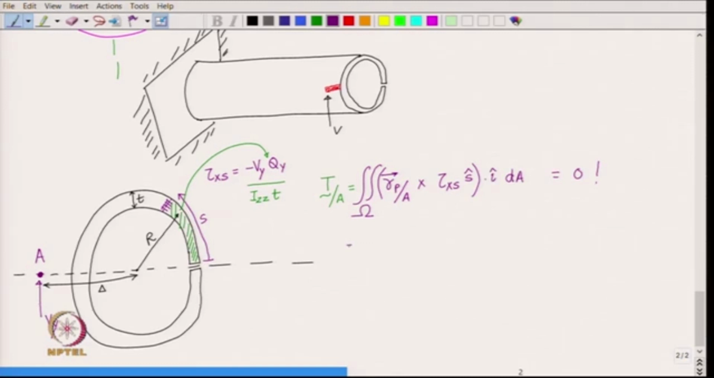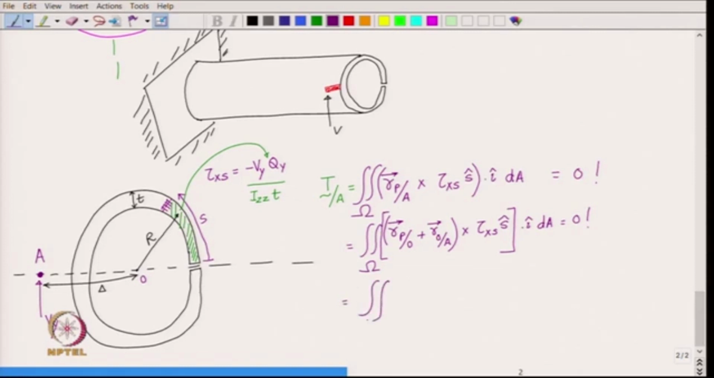Okay. So, we can write this as integration over the cross section, and r P A becomes position vector of the point P relative to the centroid of the cross section, which say is O here, plus r O relative to A cross product tau x s of s hat, and then this whole thing has to be dotted with i, so that we indeed get the torque, and dA has to be equal to 0, right. Okay. Let us further work on it.